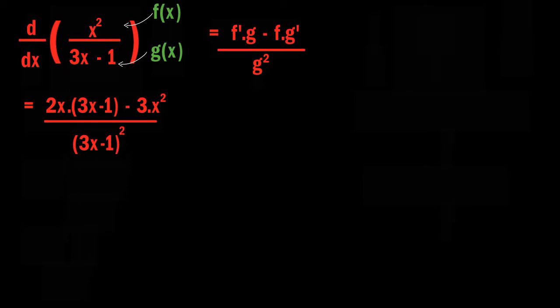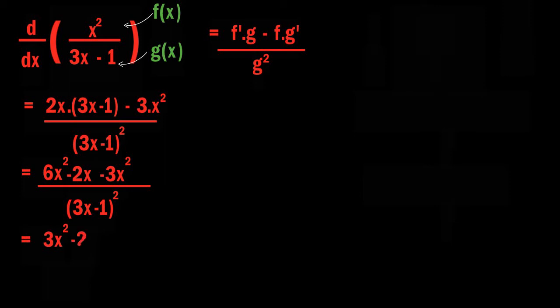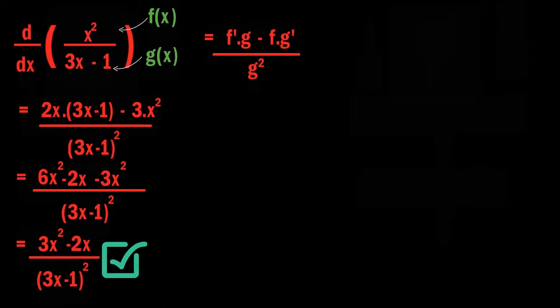square it. So numerator is 6x squared minus 2x minus 3x squared over 3x minus 1 square. So you will get 3x squared minus 2x over 3x minus 1 square. So this is the answer for your differentiation using quotient rule. So let's try one more example.